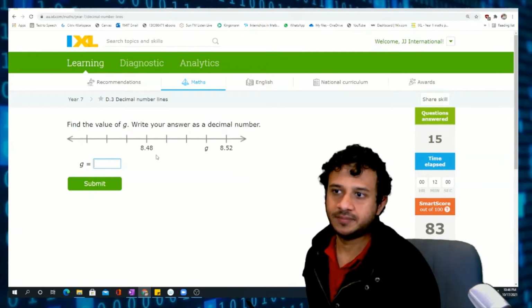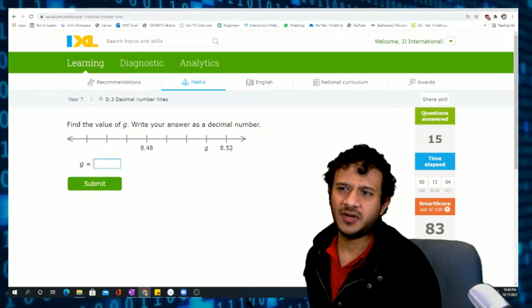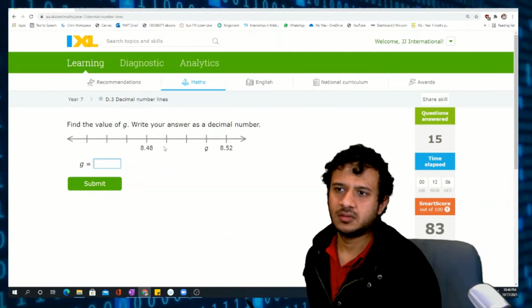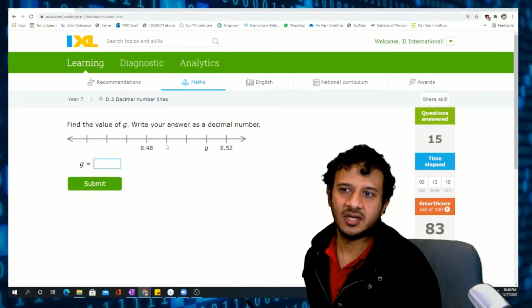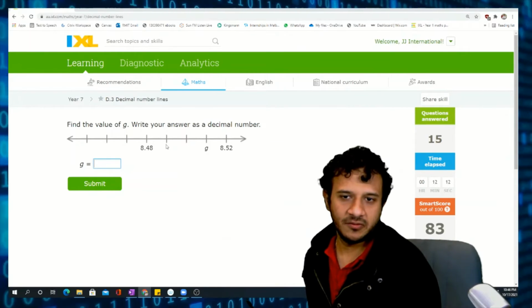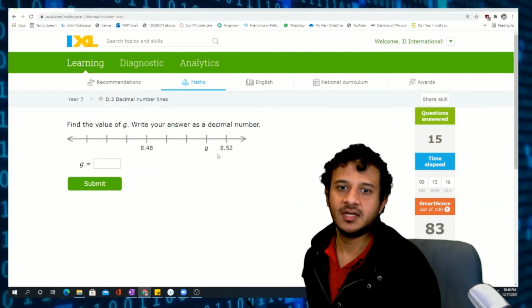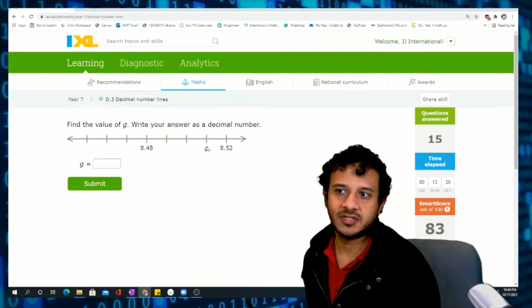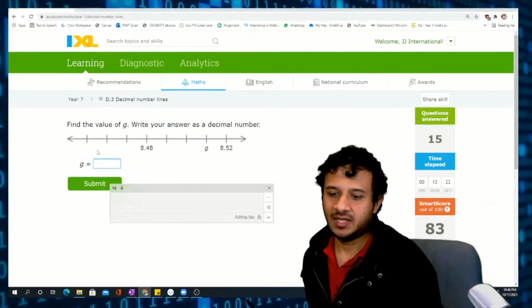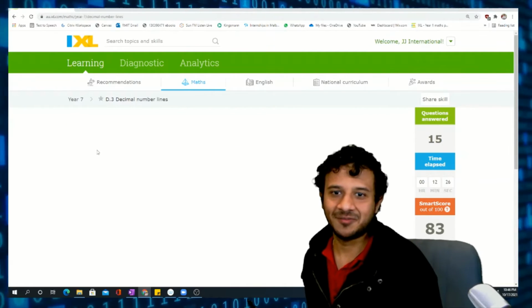From here to here, 8.48 and 8.52. Okay. Oh, I think it's 0.01. Look here, 8.48, 8.49, 8.50, 8.51, 8.52. So this should be 8.51. If you can guess, do the guessing. That will save a lot of your time and energy.